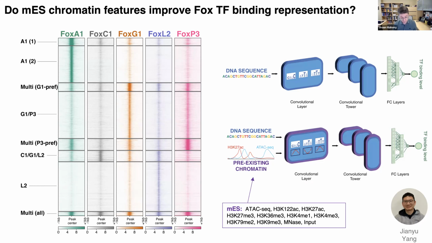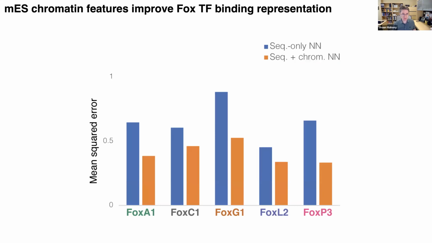We can measure that at a very rough level using just the performance of these networks, the mean squared error on held out test sets. We can see that adding chromatin information into the training process improves our accuracy. It does so relatively more for FOXG1 and FOXP3, which have a higher association with the pre-existing active chromatin states, as we saw already.